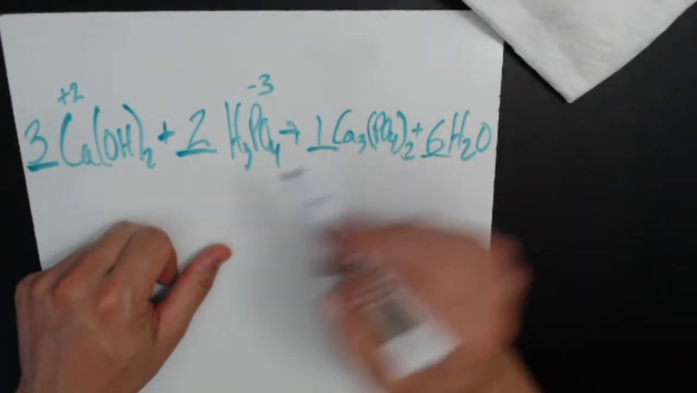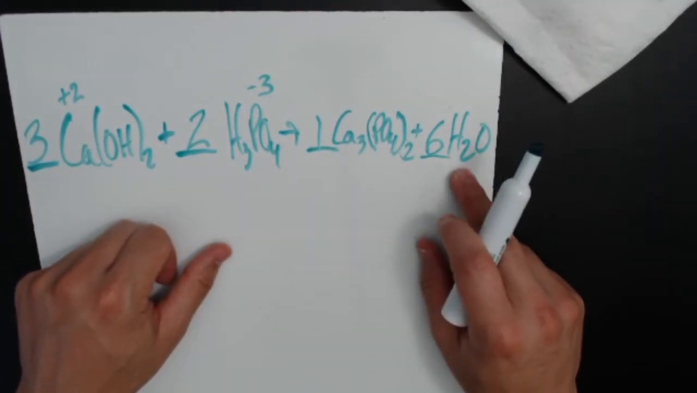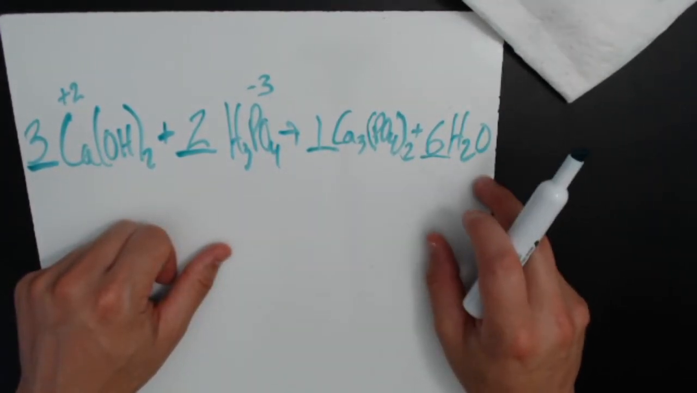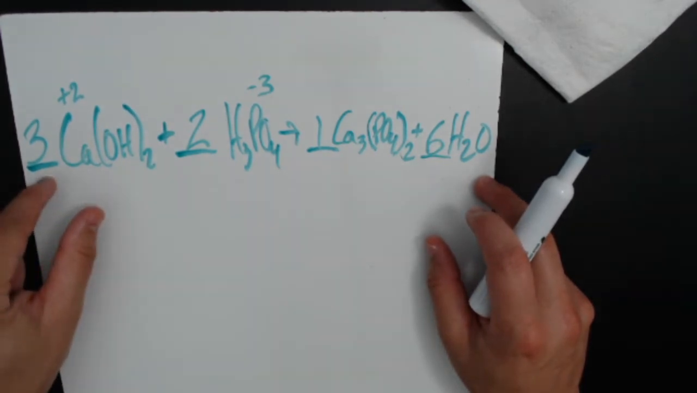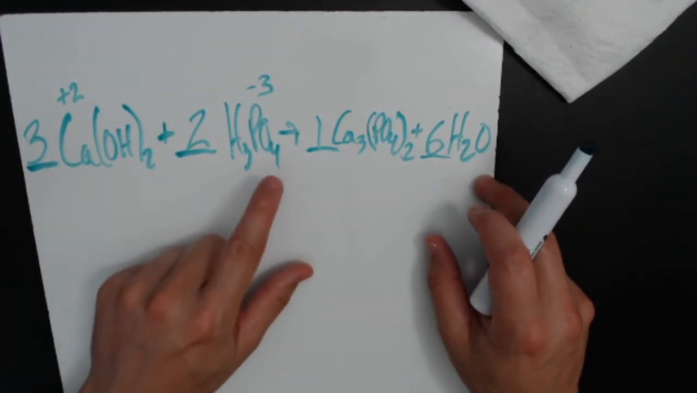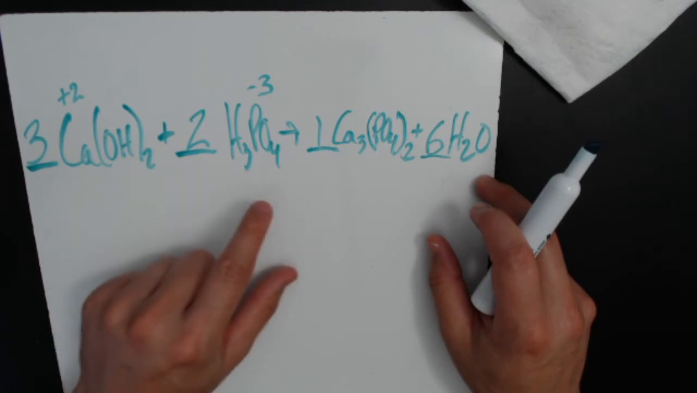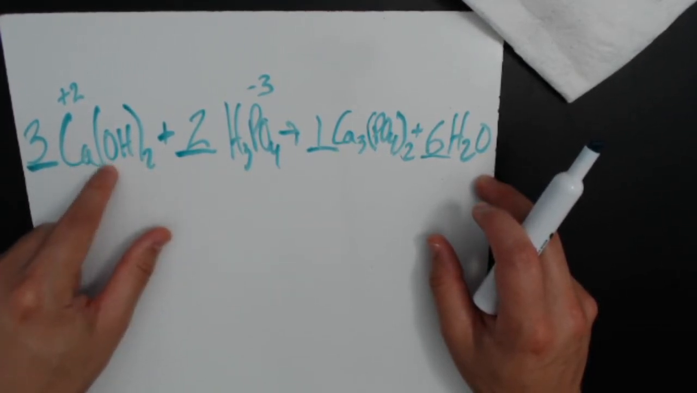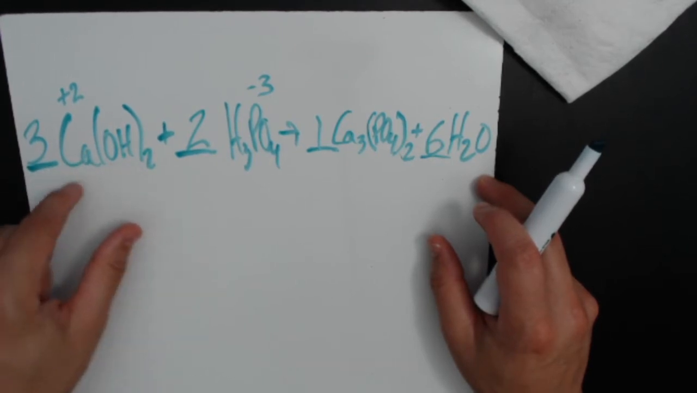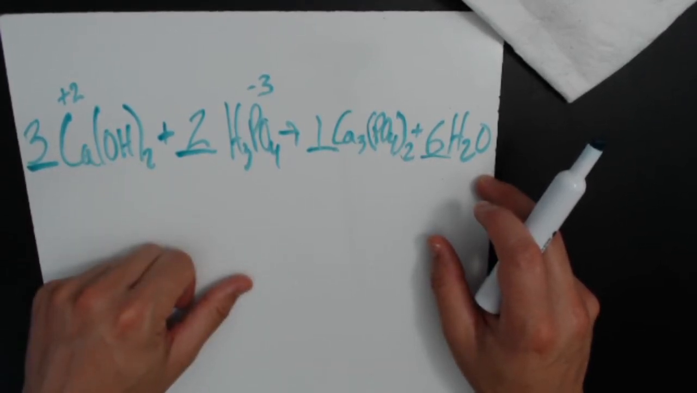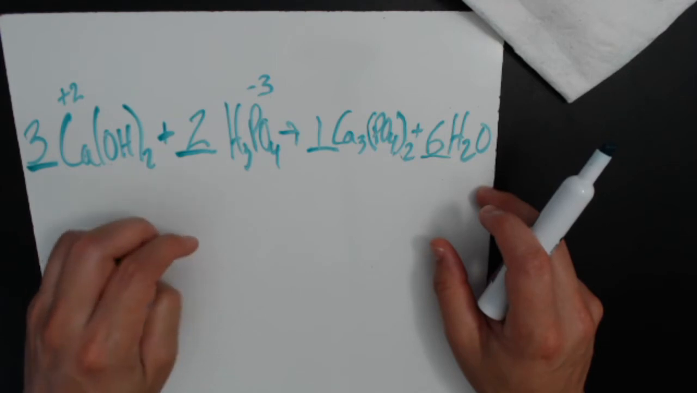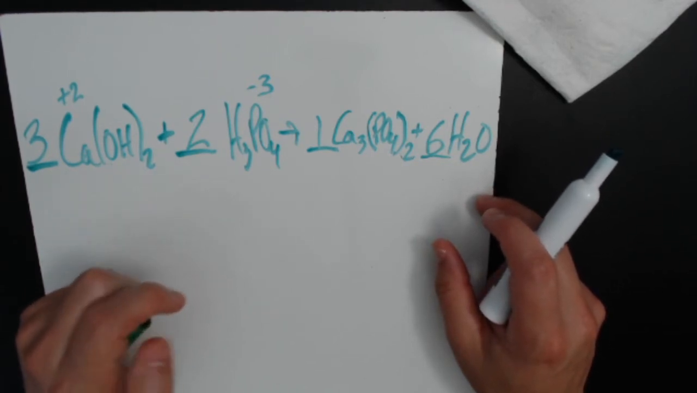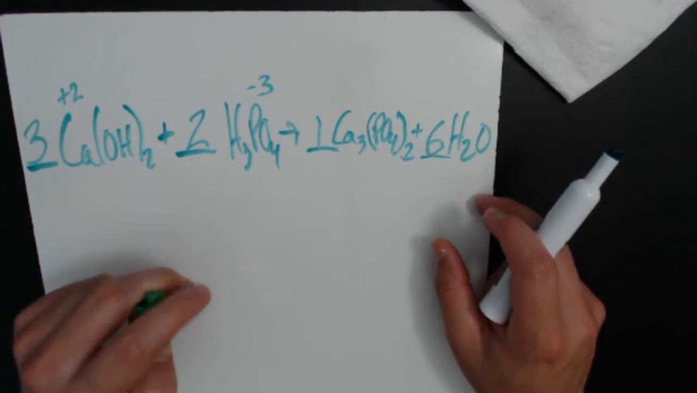This would be a 1. 6 times 2 gives me 12 hydrogens. 6 times 1 gives me 6 oxygens. So I have 3, I'm sorry, I have 6. Just kidding. 2 times 1 is 2, times 3 is 6. There's our 6 oxygens. There you go. There's your balanced acid-base reaction between calcium hydroxide and phosphoric acid.